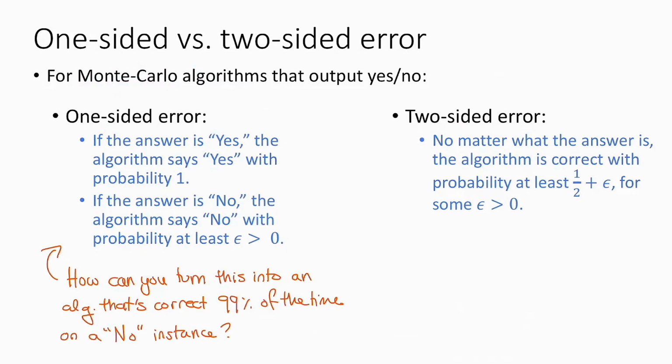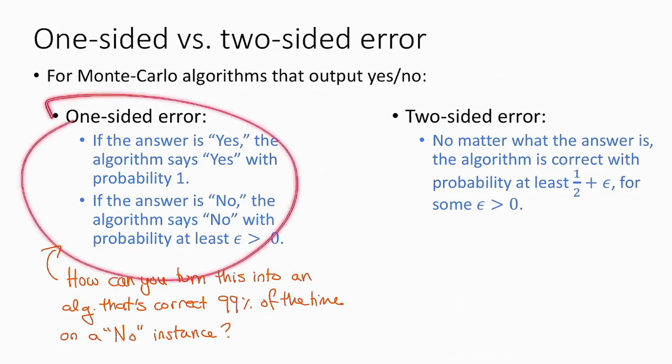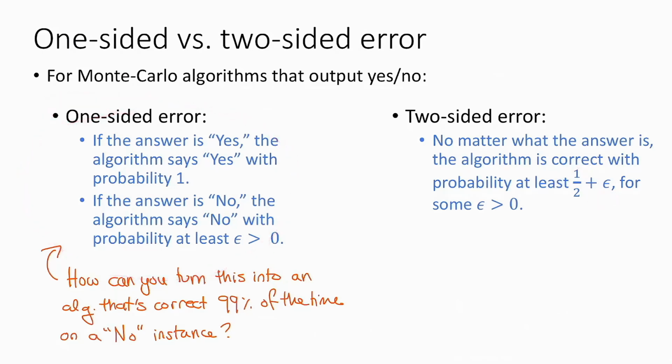So for an algorithm with two-sided error, the guarantee is that no matter what the answer is, whether the answer is yes or no, the algorithm is going to be correct with probability at least 1/2 plus epsilon for some epsilon strictly greater than 0. So again, this might seem not very good. If epsilon is equal to 0, then I can always get an algorithm that's correct with probability 1/2 just by guessing randomly. And this is just a smidge better than that. But just as was the case with one-sided error, with two-sided error, we can amplify our success probability by repeating it a bunch of times.